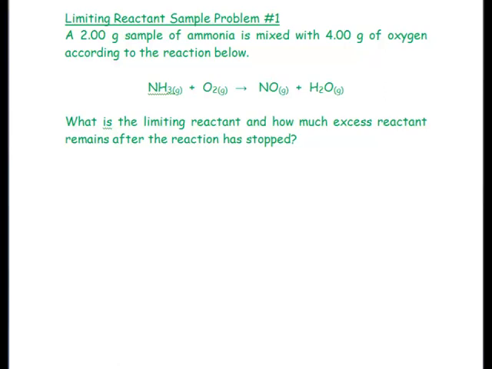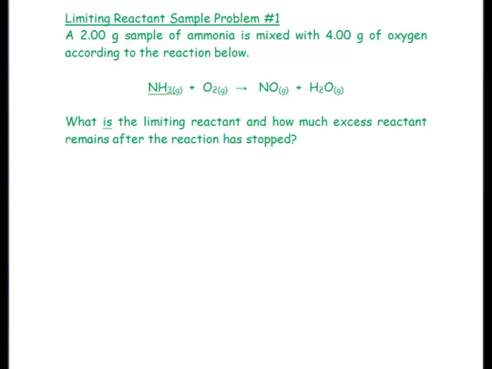Something to write with, something to write on, periodic table, calculator, and handout of common oxidation numbers. This problem reads as follows. A 2.00 gram sample of ammonia is mixed with 4.00 grams of oxygen according to the reaction below. And you'll see that there is an unbalanced chemical equation there. What is the limiting reactant and how much excess reactant remains after the reaction has stopped?